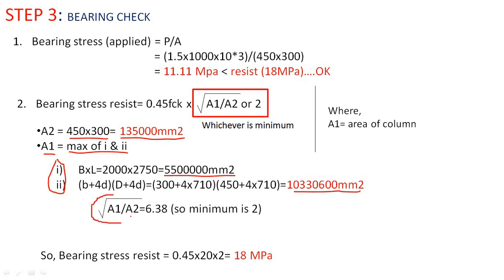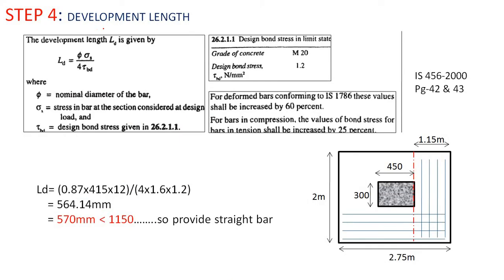So we have found the ratio, root of A1 upon A2. The ratio is 6.32. So 6.32 or 2, the minimum value is 2. So we'll use the value as 2 and multiply it with 0.45 fck. So we have the bearing stress resisted as 18 MPa, which is greater than 11.11 MPa. So it is okay. Let us move on to the fourth step, development length.